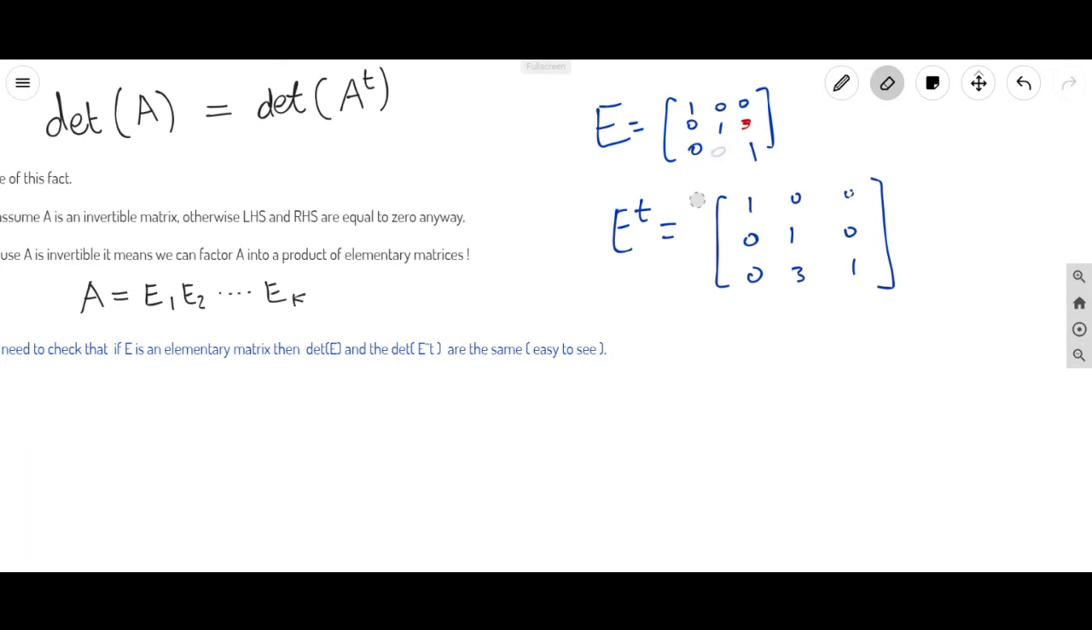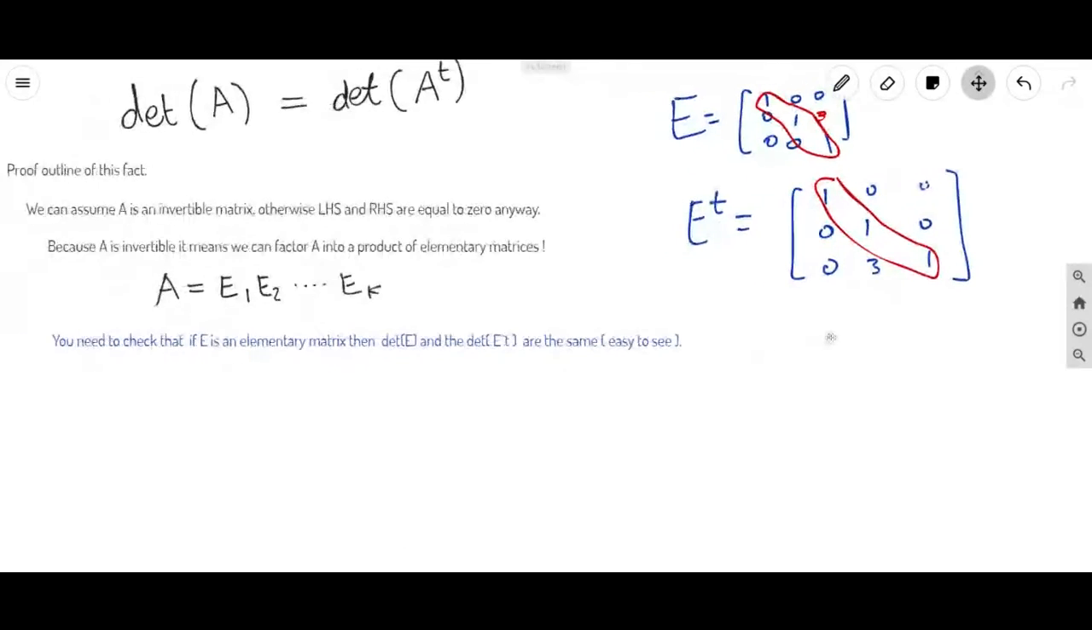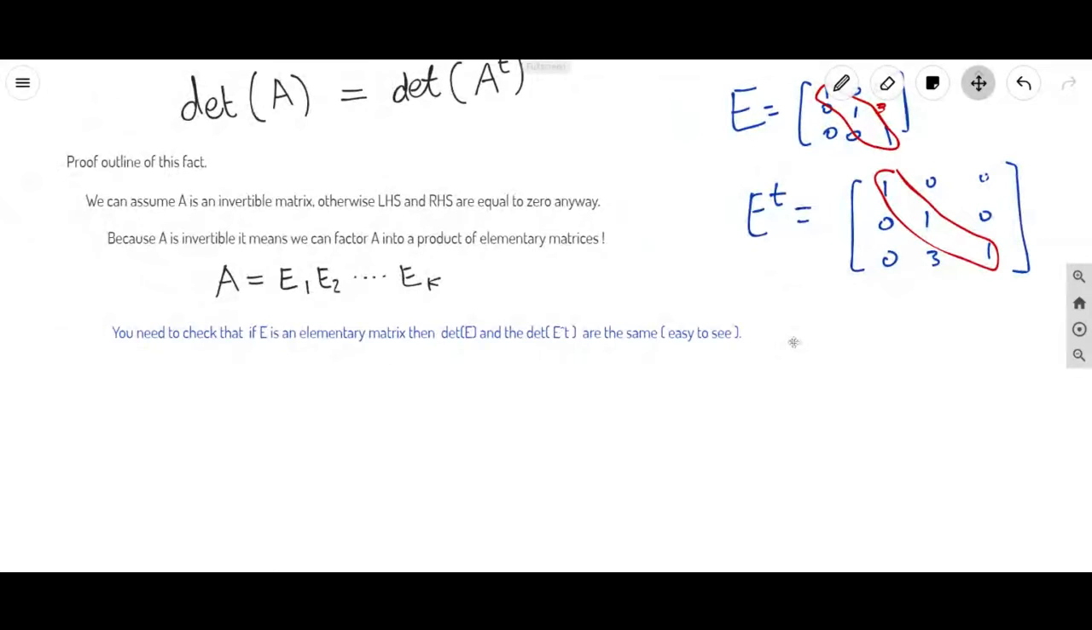But it actually does not matter, because for a matrix like this, its determinant is equal to 1, because you only have to look at the diagonal. This one is upper triangular, this one is lower triangular. So even though in this type of elementary matrix, the matrix is different from its transpose, the determinants you can see are actually the same. They're both equal to 1. So what does this mean?